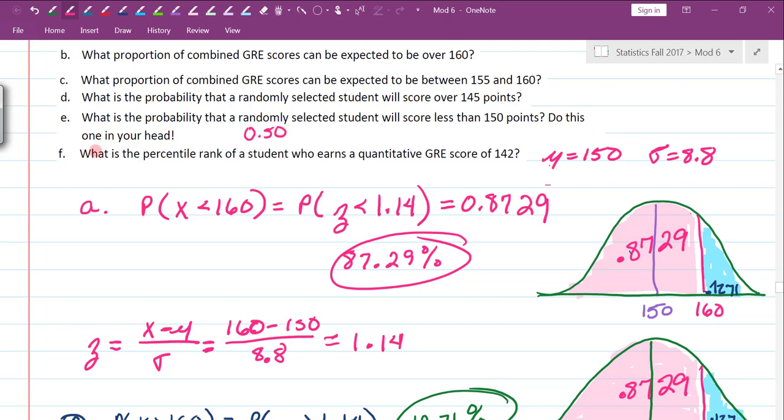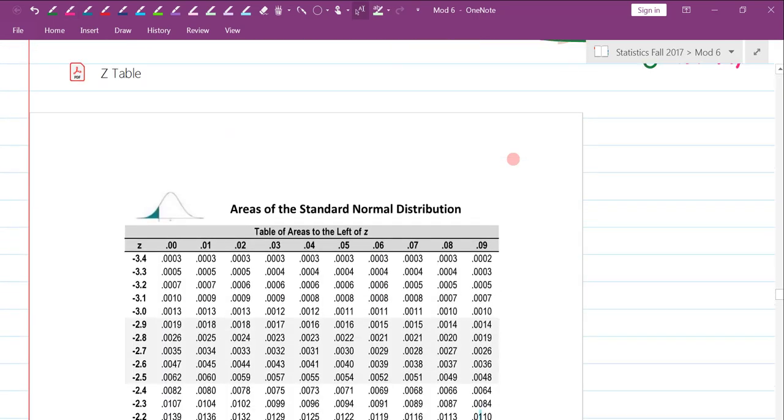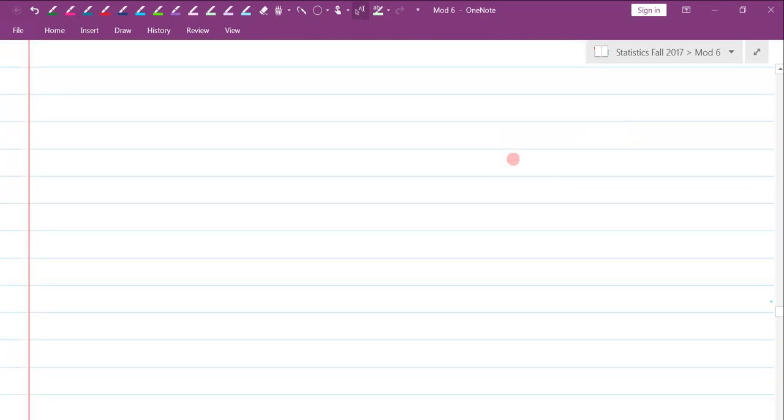Then the last one. What is the percentile rank of a student who earns a quantitative GRE score of 142? So what percentile is the student in? So let's go down and look at that. So we scroll to 142. So what percentile?